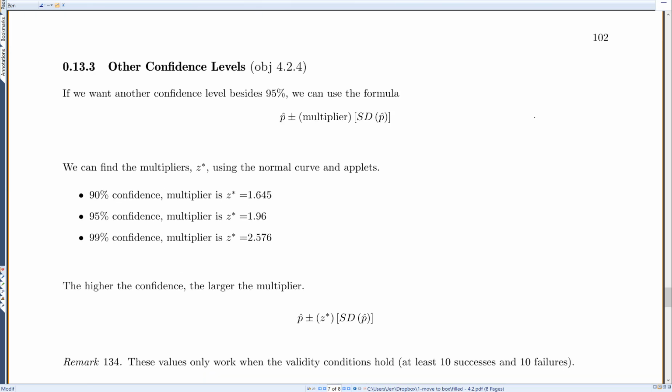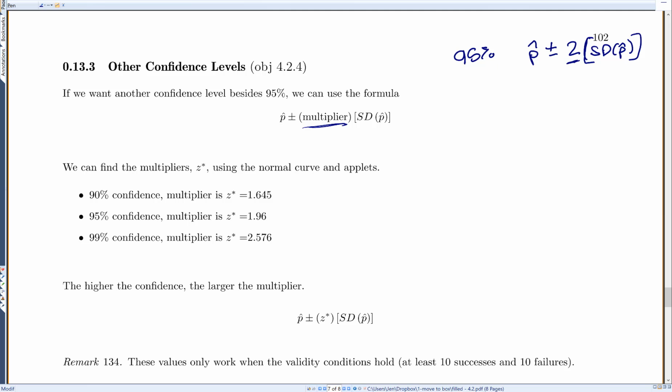But what if we want another confidence level besides 95%? So what we're going to be doing is we'll have a p hat plus or minus some kind of multiplier times the standard deviation of p hat. So for 95%, remember for 95% we did p hat plus or minus 2 times the standard deviation of p hat. Okay, that was how we found our 95% confidence interval. But that 2 just is related to the 95%. So if we want to do a different confidence interval, we just need a different number there. And so that's why we just said it's like some kind of multiplier times the standard deviation of p hat.